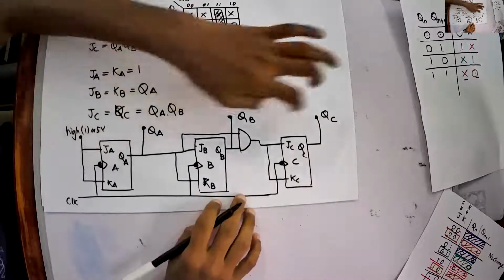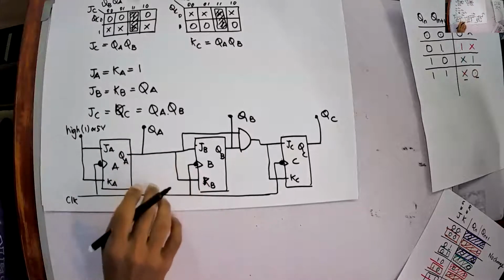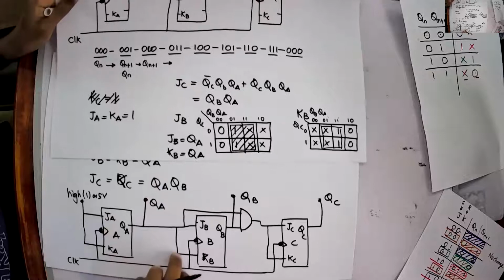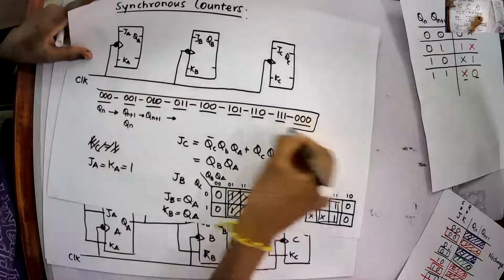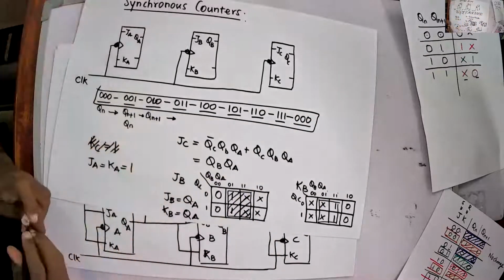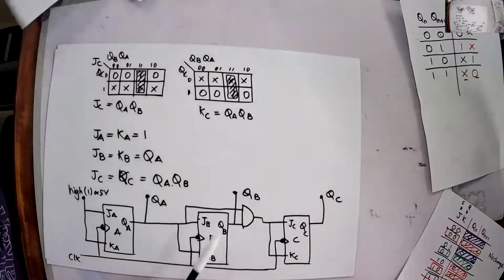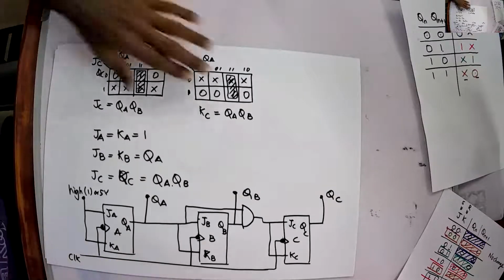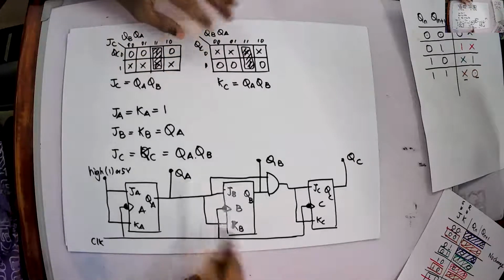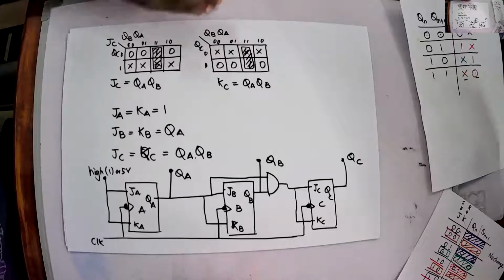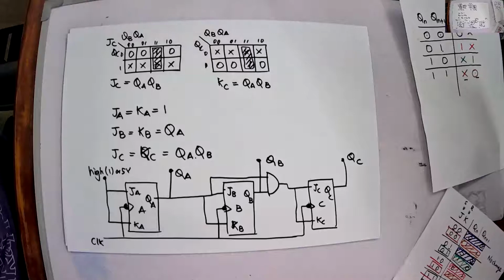So the output from these will be my counter, and if you run this circuit, it will count a sequence of 0, 0, 0 to 1, 1, 1. Using this circuit, you can design any kind of counters. You can design an up counter or a down counter or an irregular counter. Okay, I'll do another example.